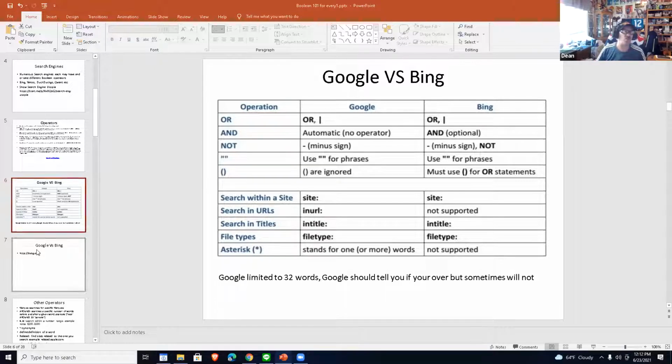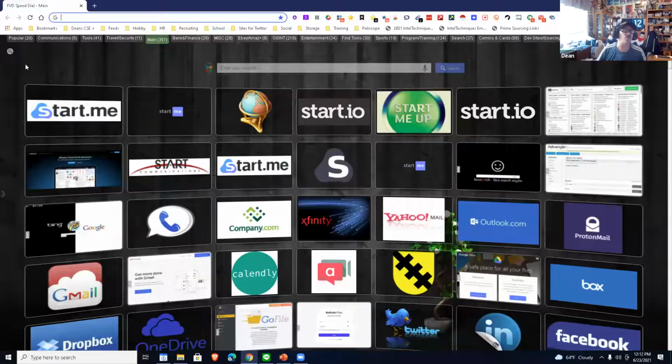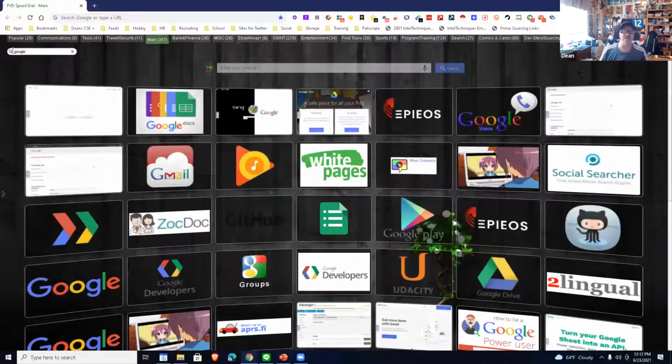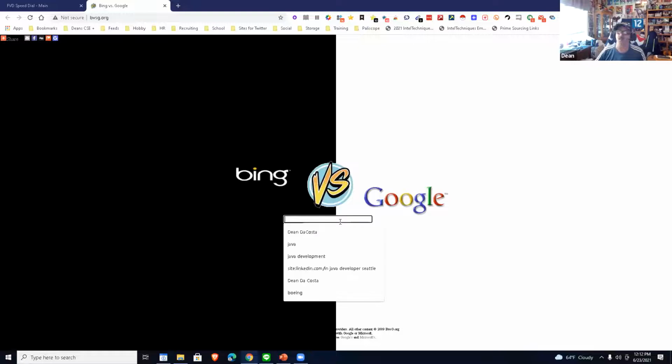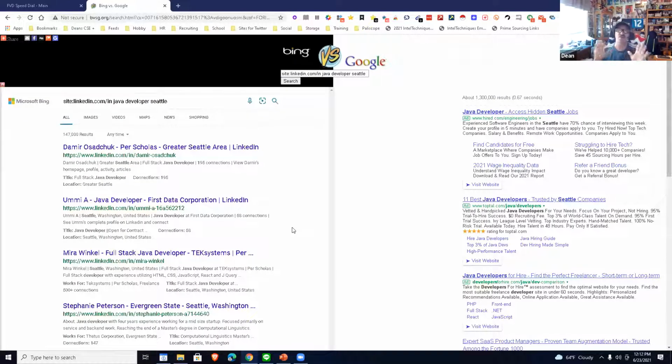Now, one of the things I really want to show you is this tool here. The reason I want to show you this is because I think it's really interesting how you can use this tool to compare your results between Google and Bing. So what I'm going to do is, I've already created one, so I'm just going to pop this in. This is actually an X-ray into LinkedIn, but I just want you to see the difference. Now, the first thing you're going to notice is the Bing side only gives you 147,000 results. The Google side brings you 1,300,000. Now, really? Is there that big a difference?